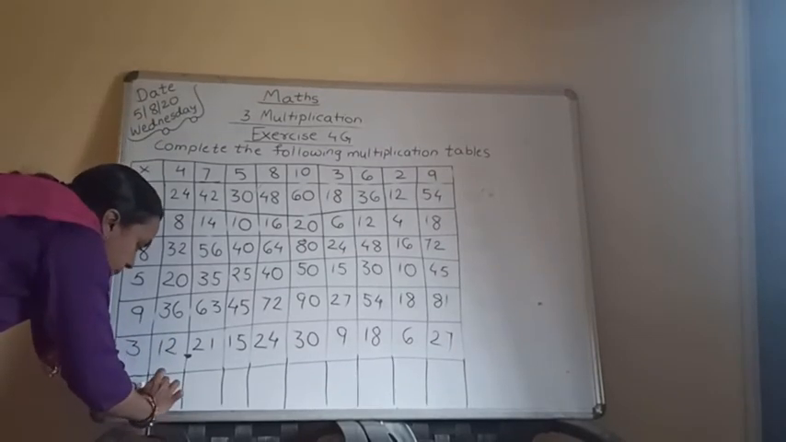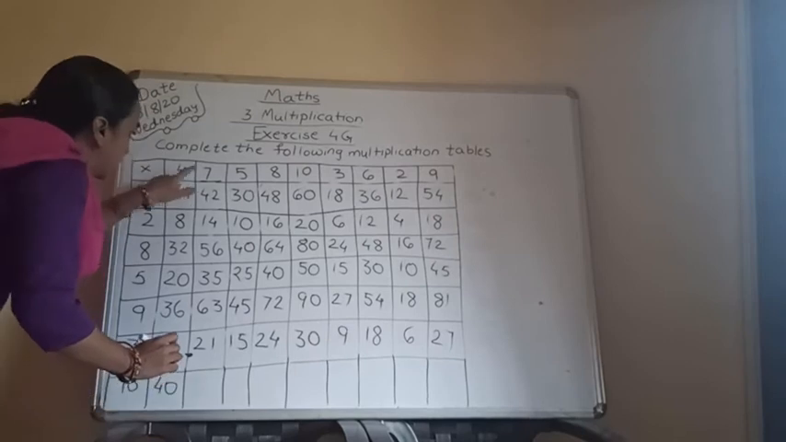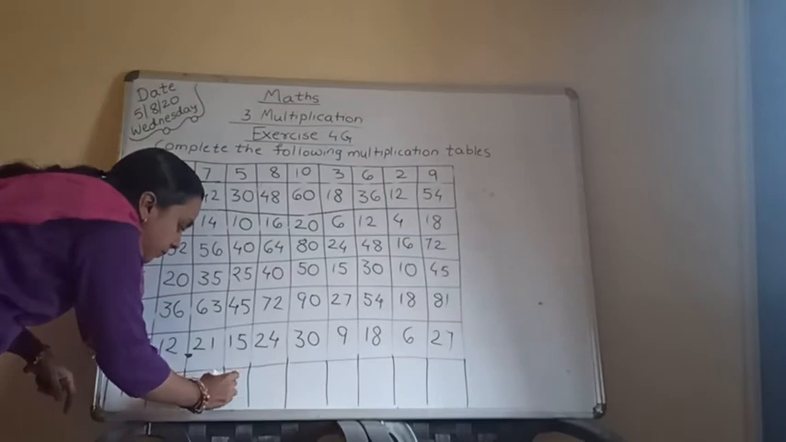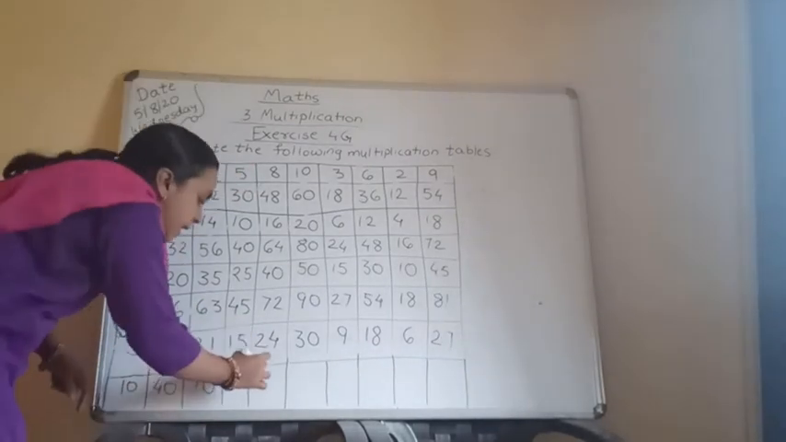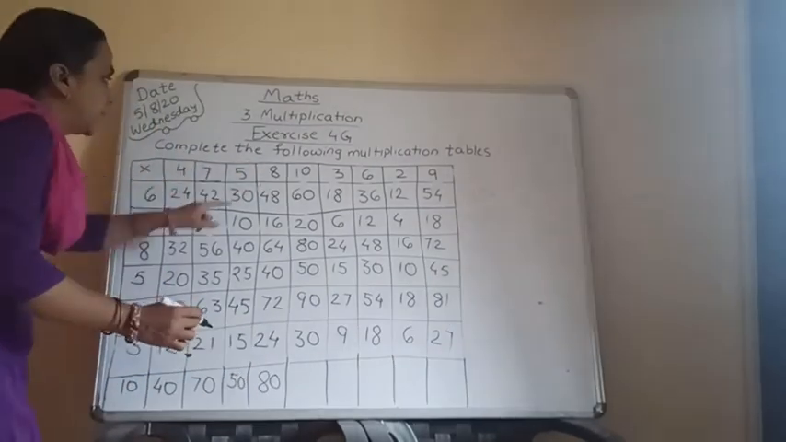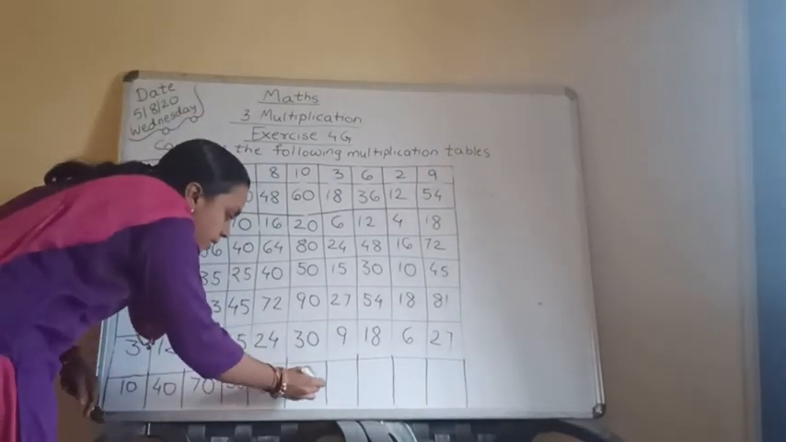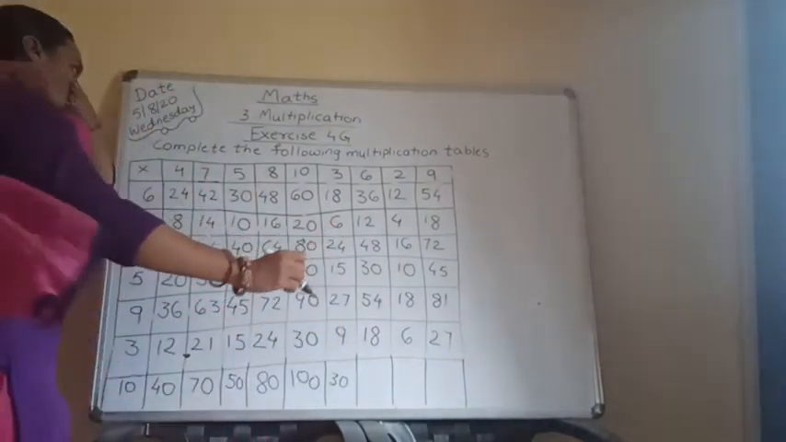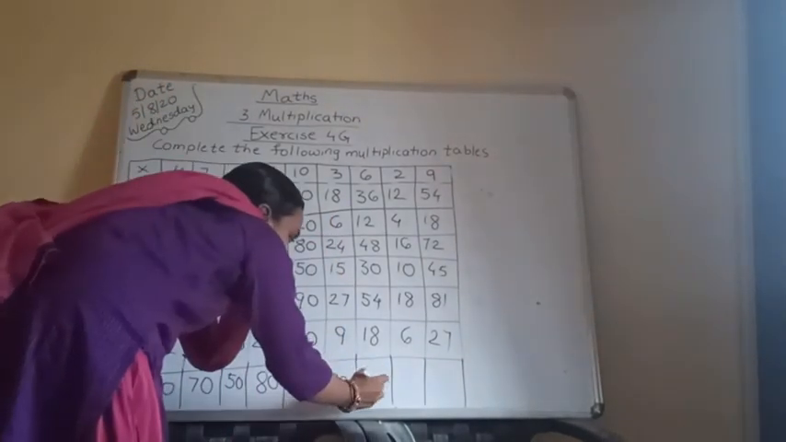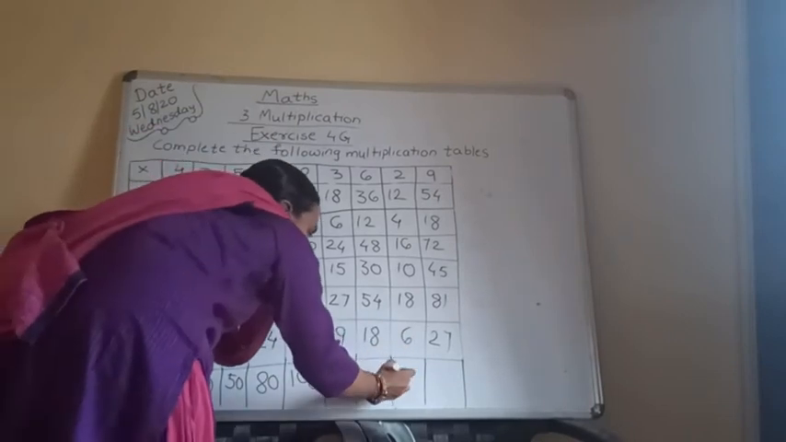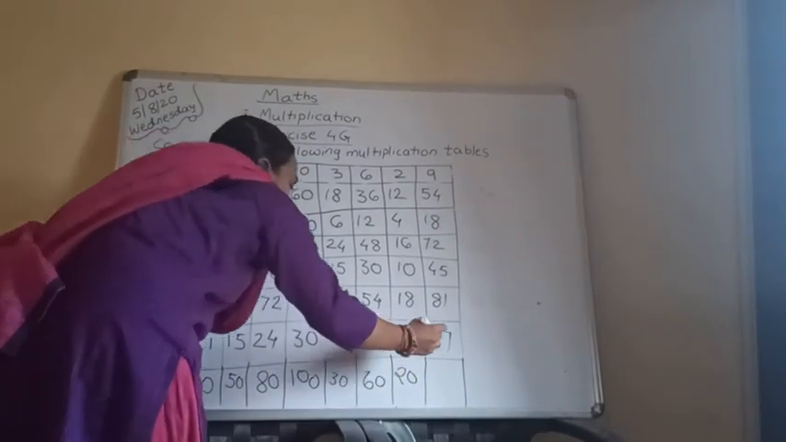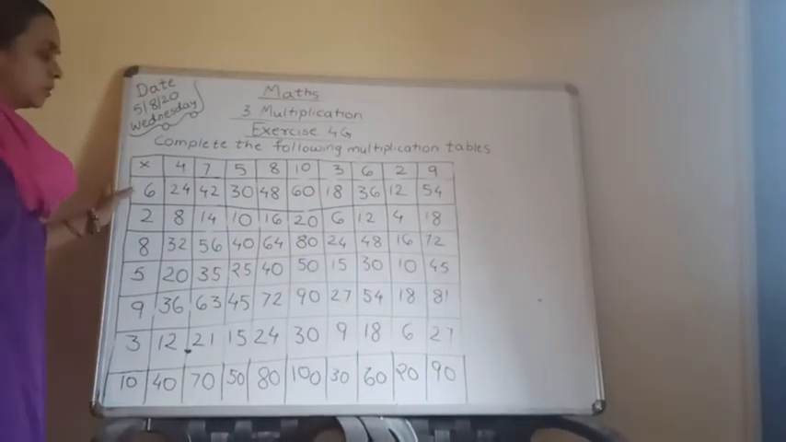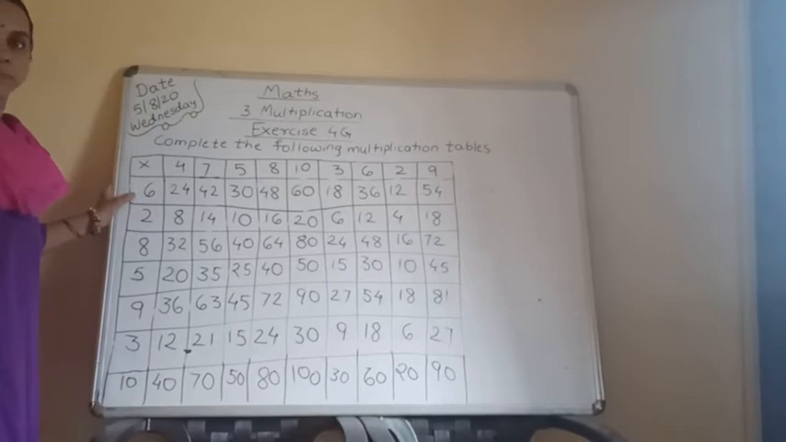10 4s are 40, 10 7s are 70, 10 5s are 50, 10 8s are 80, 10 10s are 100, 10 3s are 30, 10 6s are 60, 10 2s are 20, 10 9s are 90. So you have to write down this table carefully.